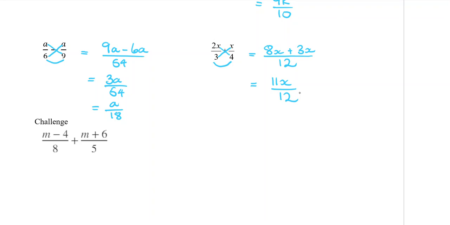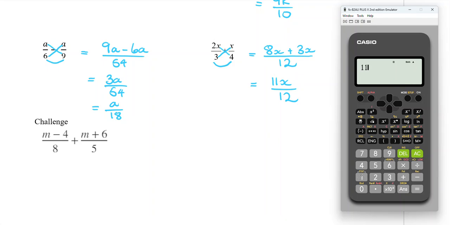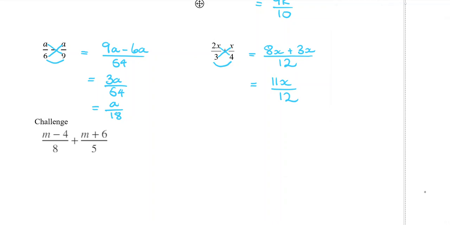Is that going to simplify? Type it in if you're not sure. 11 over 12, yeah, 11 is a prime number, so unless the bottom number can divide by 11, that's not going to go anywhere. Okay, so that's it. I would be very, very happy if everyone's comfortable with those questions.